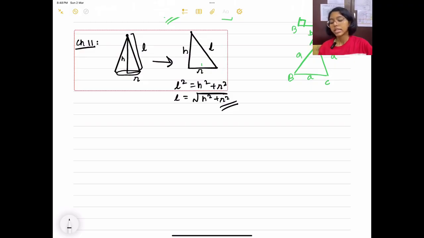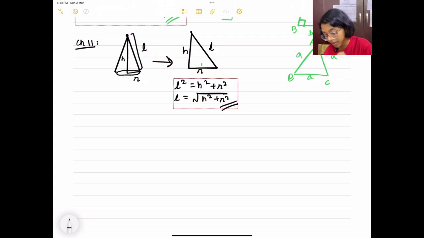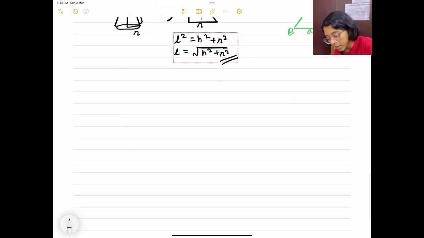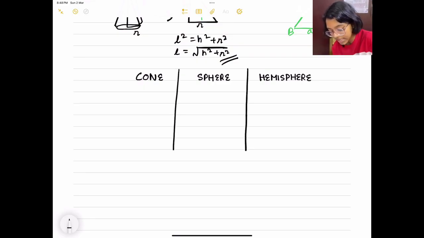Now, one important thing. Let me draw this thing for you. This will be very, very helpful, I'm telling you. Cone. Let me write here cone. Let me write here sphere. And here I'll write hemisphere. We used to have, as far as I believe, cylinders as well, but that's now a deleted portion, so we are lucky we don't have it.